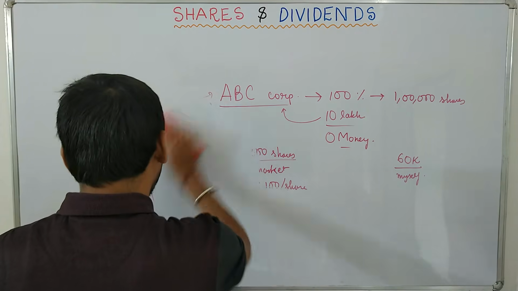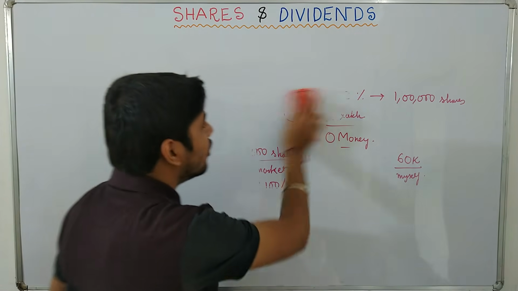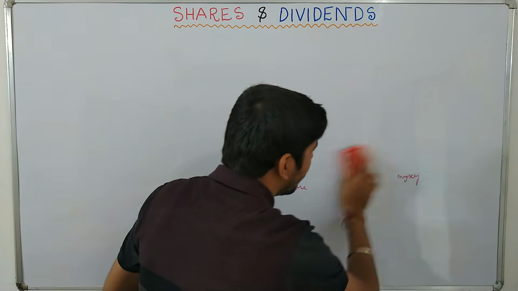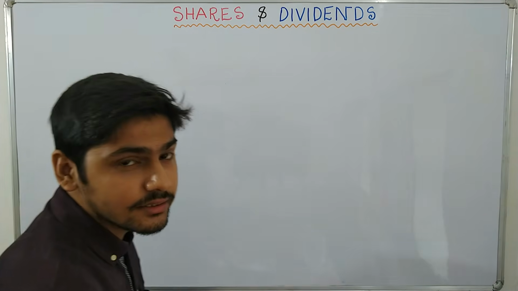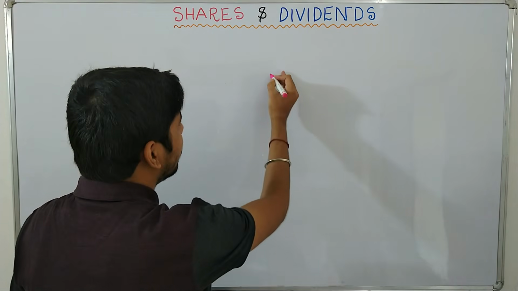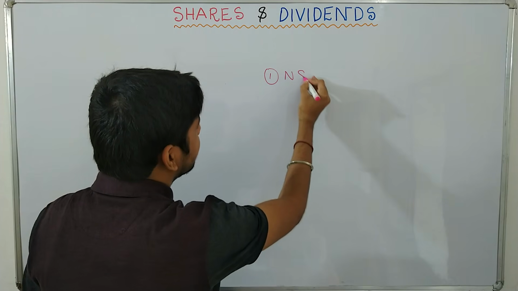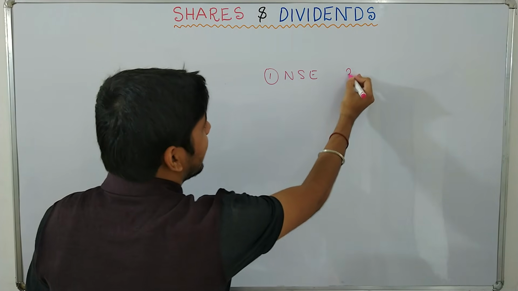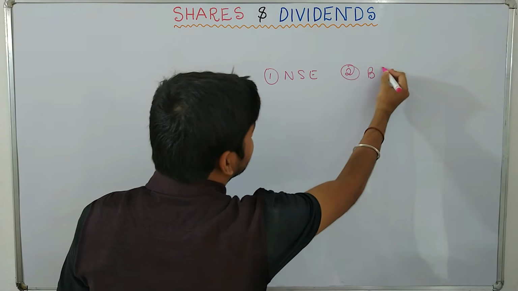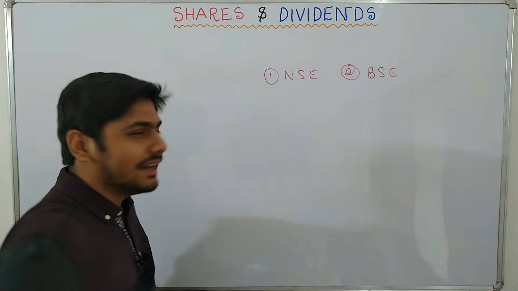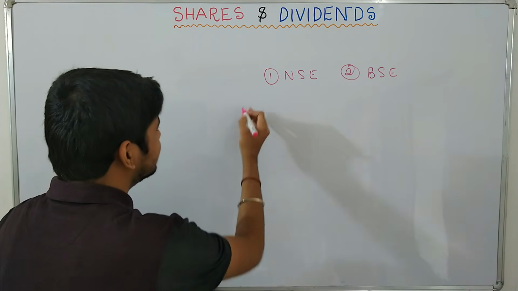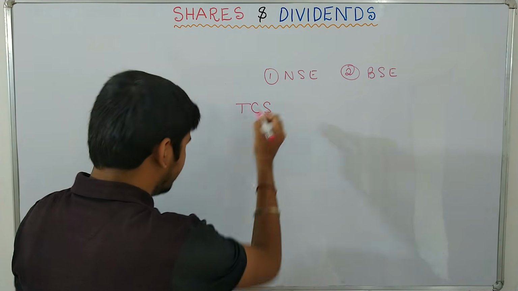Now you must have heard about share trading. A lot of people do share trading. What is done in that? There are two stock exchanges in India. First of all, we have the NSE, which is the National Stock Exchange, and secondly, we have the BSE, which is the Bombay Stock Exchange. Now, take a company for example, TCS, Tata Consultancy Services.